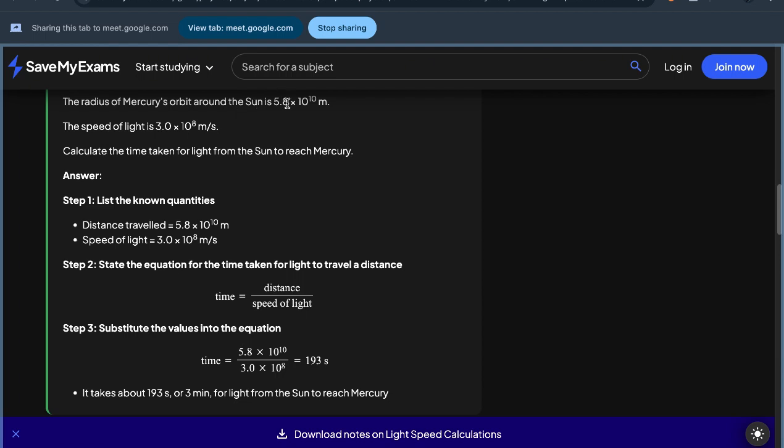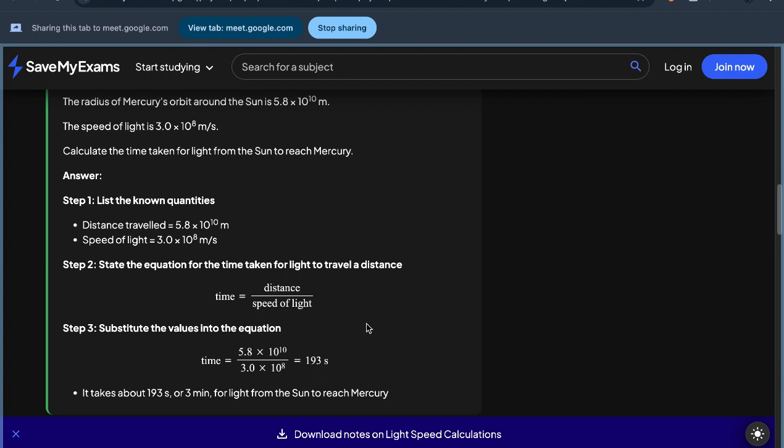You already know time is distance over speed. So we bring out the parameters. Distance is given to be 5.8 times 10 to the power of 10, and our speed is 3.0 times 10 to the power of 8. Then we write down our formula: time is distance over speed. The distance is 5.8 times 10 to the power of 10, divided by the speed, which is 3.0 times 10 to the power of 8.